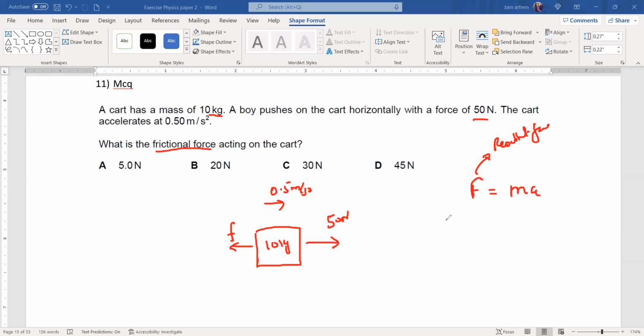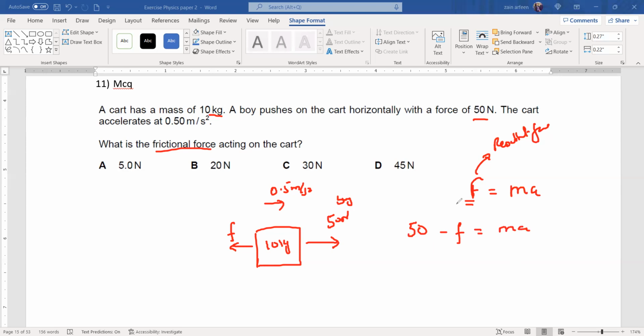So what will be the resultant force here? Because the cart is accelerating, it will be 50 minus the friction. So in place of F, we'll write 50 minus small f, where 50 is the force of the boy and the friction force is small f, and that is equal to MA.